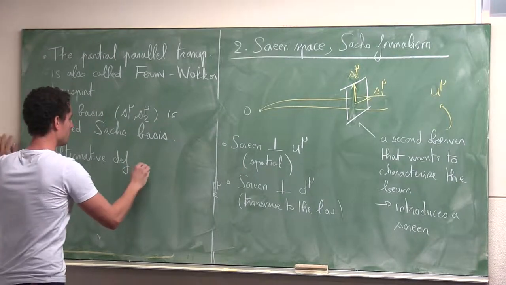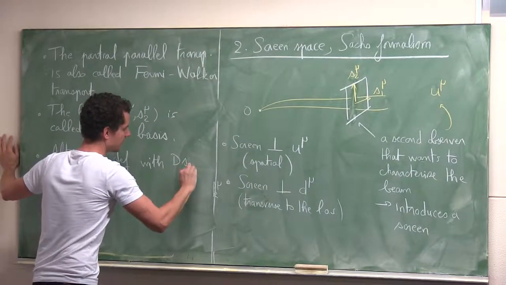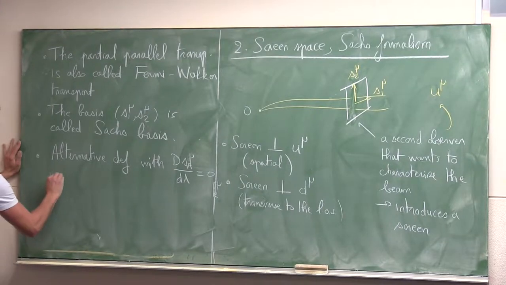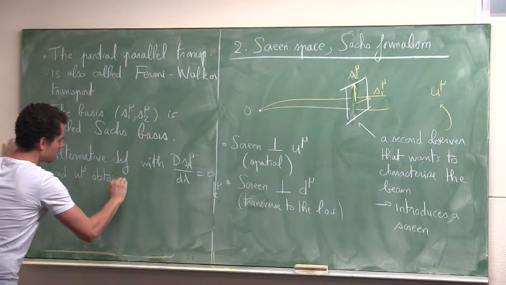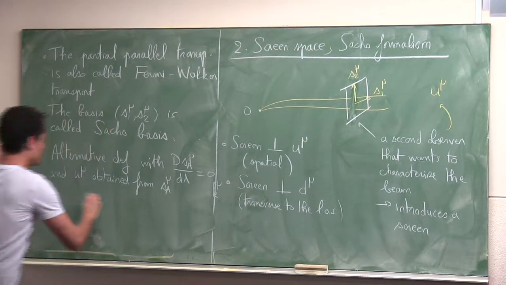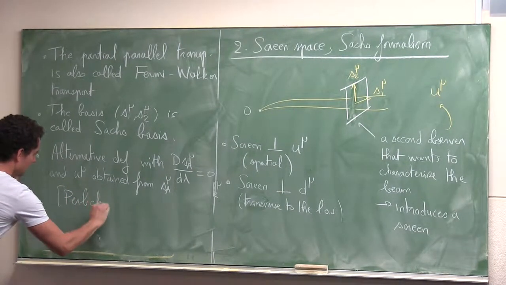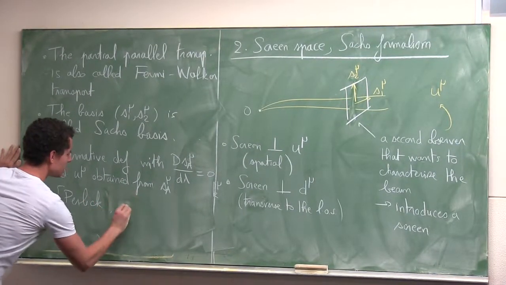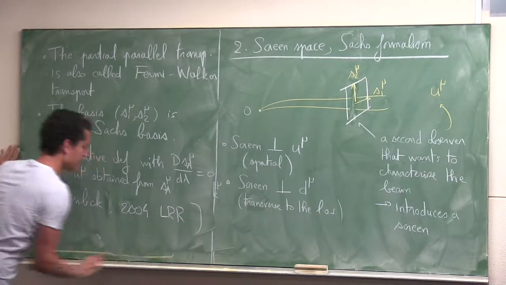Let's say that there is an alternative definition with dS_A U / dλ equals 0, and u^μ obtained from S_A U. Maybe 2004 in the Living Reviews of Relativity.